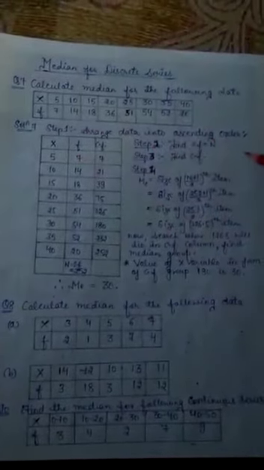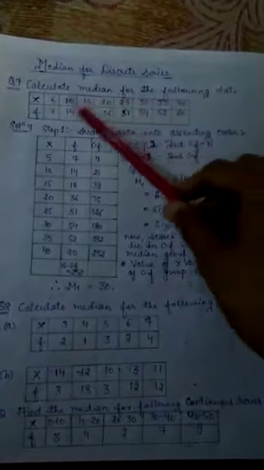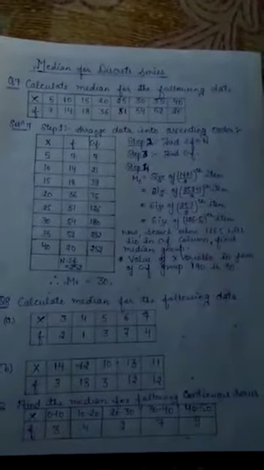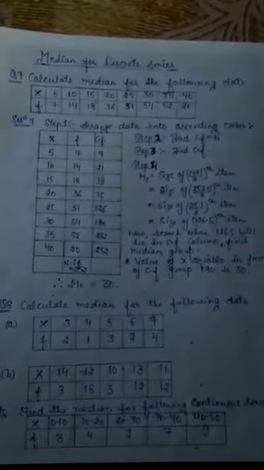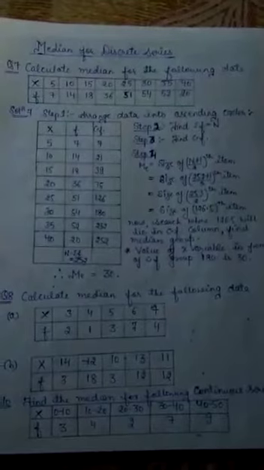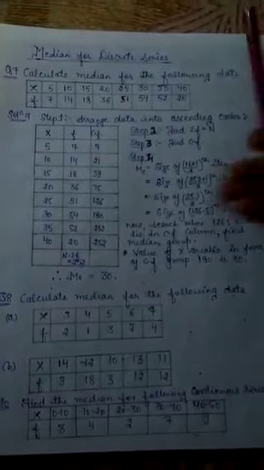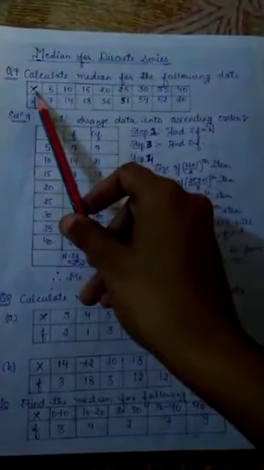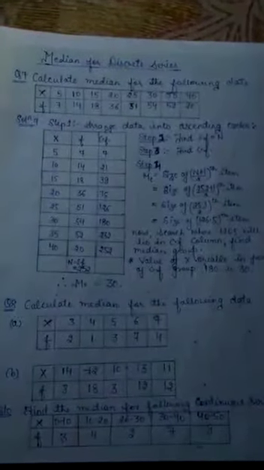First step is arrange the data into ascending order. As you are seeing 5, 10, 15, 20, 25, 30, 35, 40. It is already arranged in ascending order, so no need to arrange it again. And for checking whether it is ascending or not, you have to always check X or your class intervals, because frequencies will be in jumbled up order only.